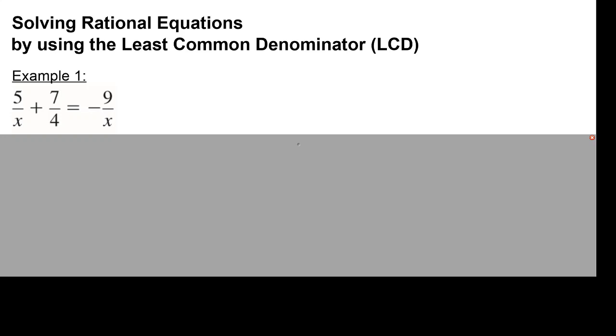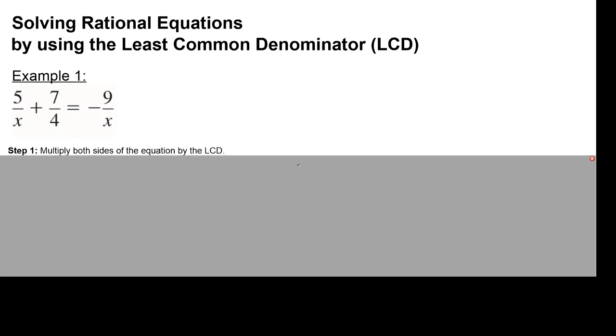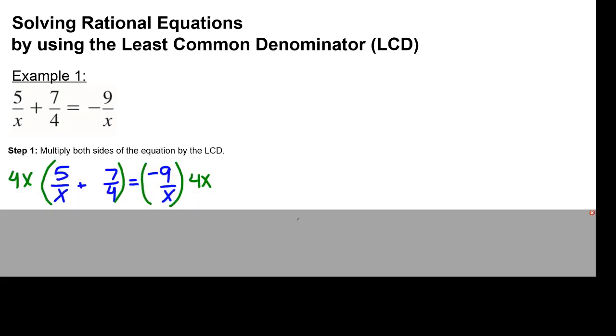So let's take a look at this first example. We have 5 over x plus 7 over 4 equals negative 9 over x. Our first step is to multiply both sides of the equation by the LCD. We can determine the LCD to be 4x. The way you would figure that out is by taking all of the unique denominators. If you look at the denominators, we have an x, a 4, and also an x. So the unique denominators are x and 4. You can multiply those together, and that gives you 4x. So that's what we can multiply both sides of the equation by.